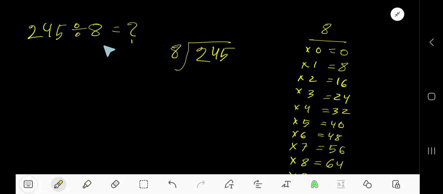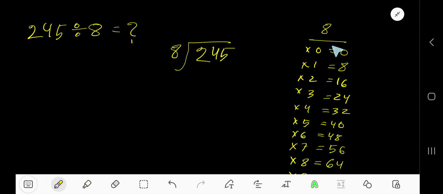245 divided by 8. Here 8 is the divisor, so we need the multiplication table of 8. 8 times 0, 0; 8 times 1, 8; 8 times 2, 16; 8 times 3, 24; 8 times 4, 32; 8 times 5, 40; 8 times 6, 48; 8 times 7, 56.